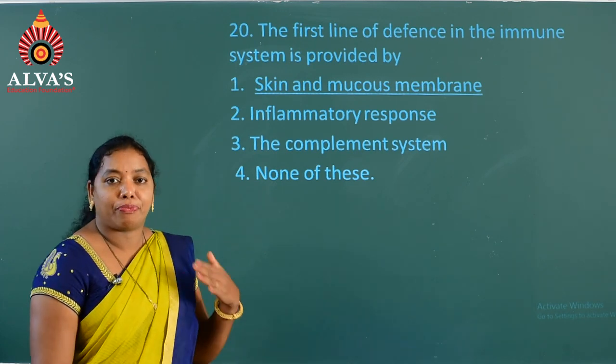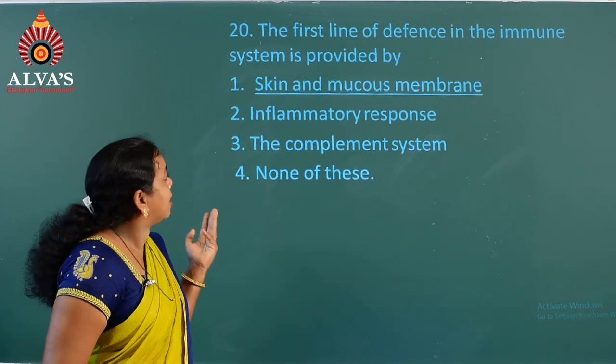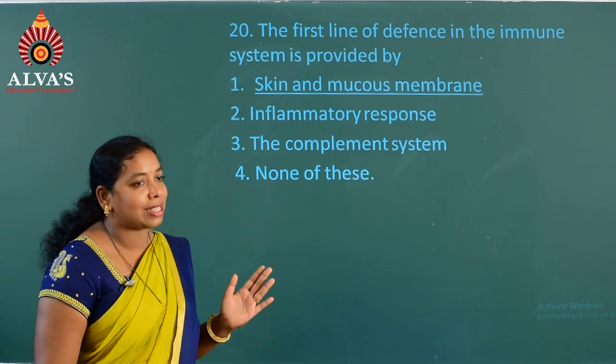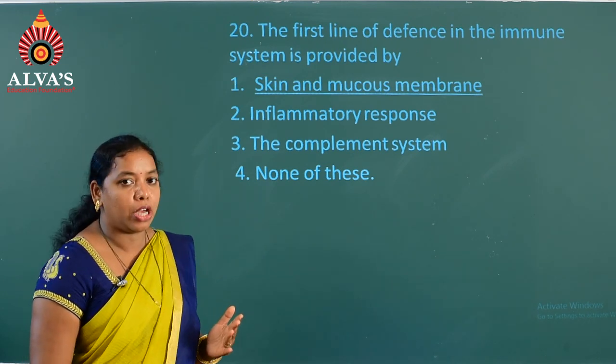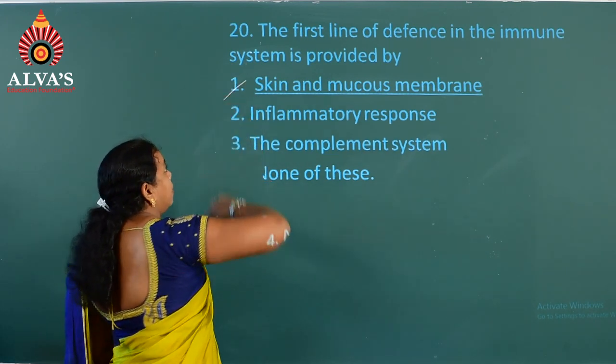Under that, the first line of defense is always the skin. Hence, the skin and mucous membrane are the first line of defense and they are called one of the physical barriers. So the correct option for this particular question is option 1.